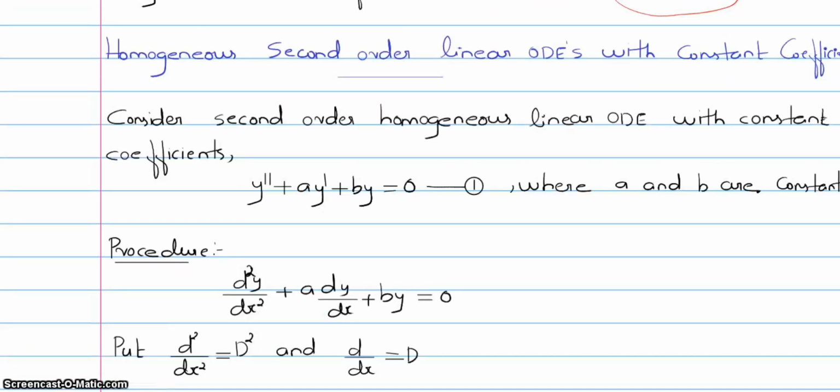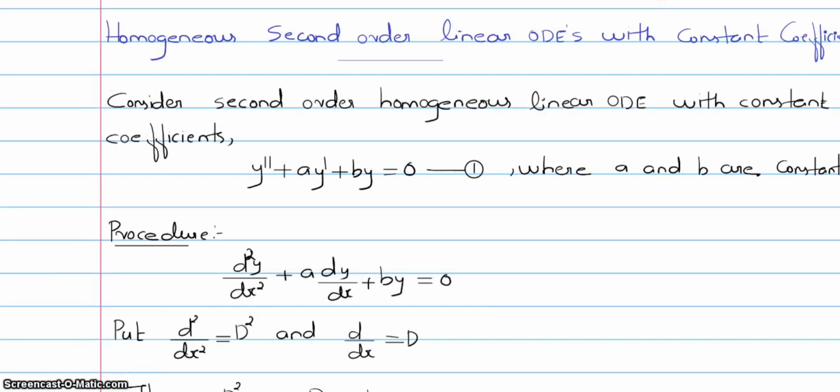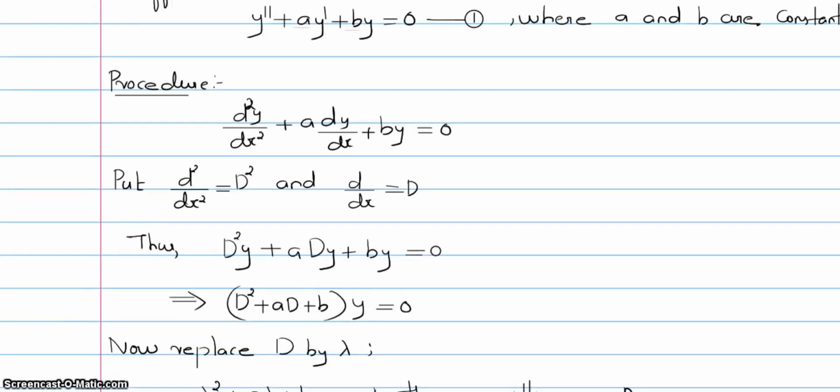Next, let's see how we can solve a homogeneous second order linear ordinary differential equation with constant coefficients. I am considering the standard form of the second order homogeneous linear ordinary differential equation with constant coefficients. It is homogeneous, so the right side will be 0, and p(x) and q(x) are taken as constants, since we are considering constant coefficients. So here a and b are constants. Now let us see the procedure for solving this differential equation.